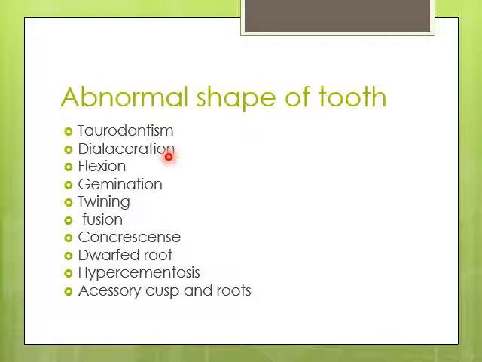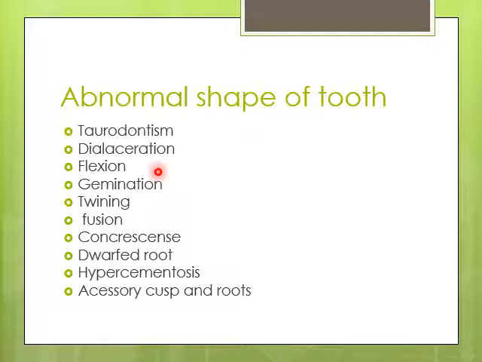In dilaceration, they deviate from their linear relationship. The cause could be trauma or pressure exerted on the developing tooth, which deviates it from its linear relationship. There is flexion, in which only an abnormal bend is present in the root of the tooth, which can be counted only when there is a sharp bend present in the root of the tooth.